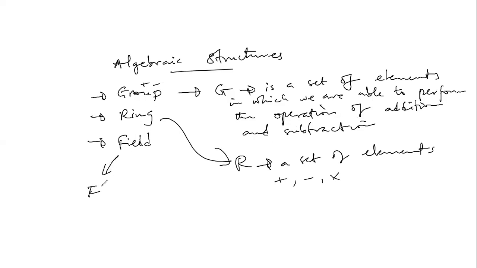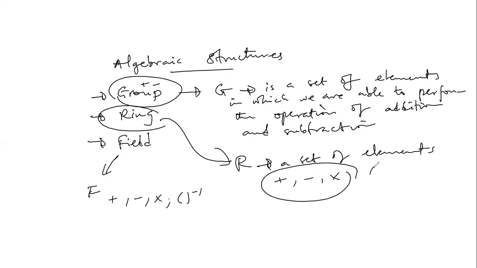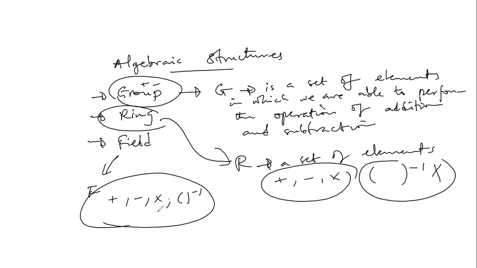And the field F is a set of elements where we can perform addition, subtraction, multiplication, and then inversion, which we call the division operation. So you'll observe that while in a group we can perform addition and subtraction, in a ring we can perform addition, subtraction, and multiplication, but the inversion becomes a problem. Okay? But in a field, we can perform all operations.